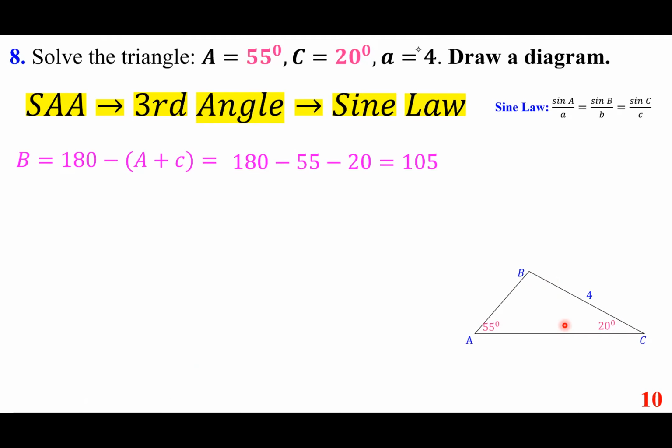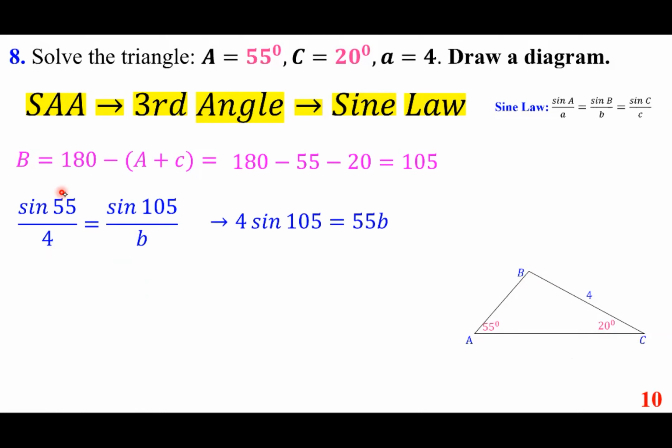We have one side, we use the sine law. For example, sine of 55 over 4 equals sine of 105 over AC, which is lowercase b. B is the cross product of these two divided by sine of 55. And using a calculator, we can come up with the answer. So this was the cross product.